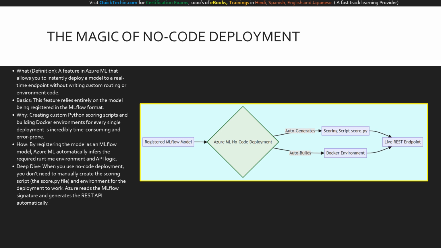Look at the efficiency of this workflow. Our registered MLflow model enters the Azure ML no-code deployment engine. Because of the MLflow standards, the engine automatically splits out and generates both the scoring script and the Docker environment in the background. These combine instantly to spin up a live REST endpoint. It removes hours of manual software engineering from your MLOps pipeline.